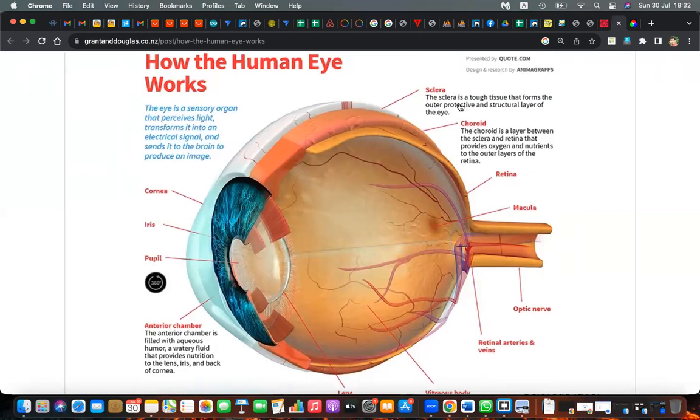And let's see what the functionalities are. The outer protection layer is the sclera, which forms the structure of the eye. Then you have the choroid. This is the layer between the sclera and the retina that provides oxygen and nutrition to the outer layer of the retina.